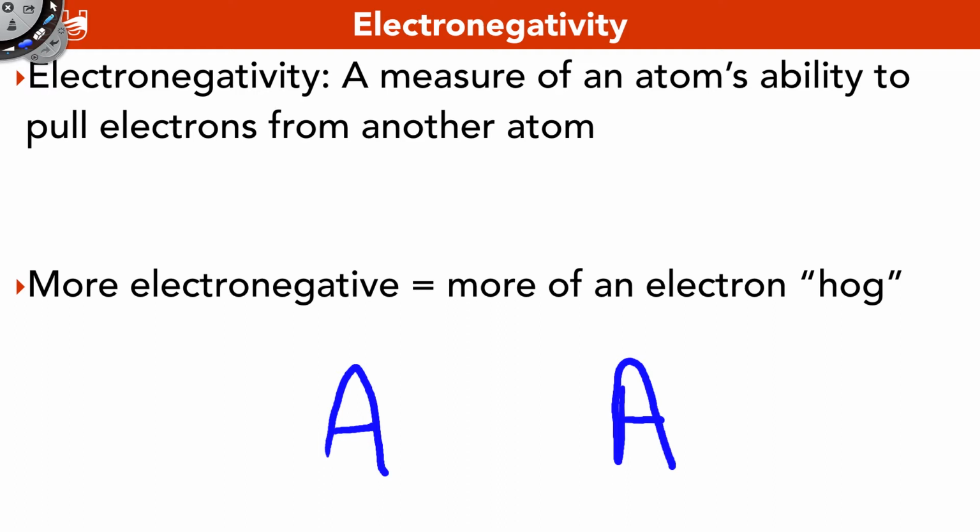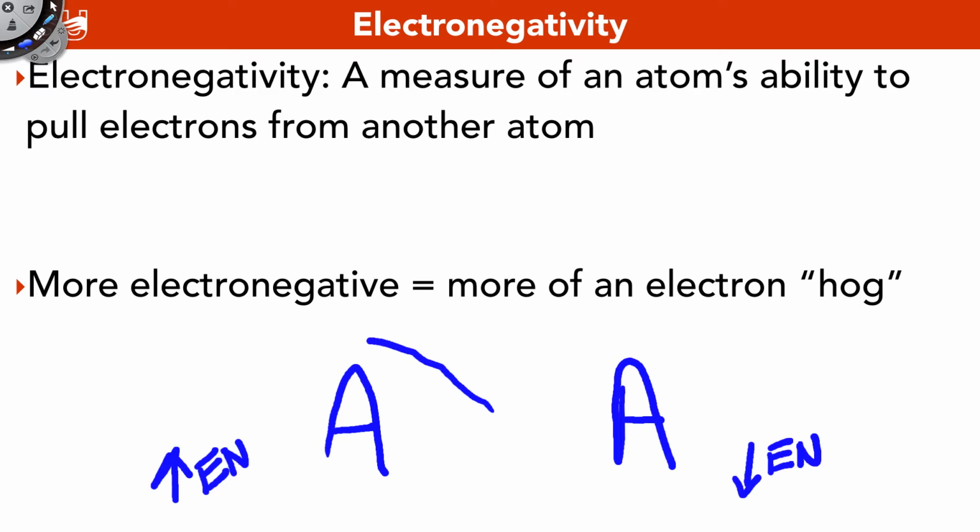And this one on the left has a higher electronegativity. So I'm going to put an upper and an EN. Okay. The atom on the right has a lower electronegativity. If something has a high electronegativity, it's going to hold on to those electrons. So let's say these are sharing electrons.